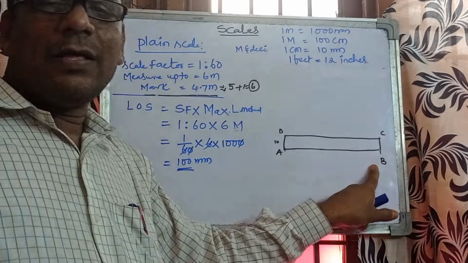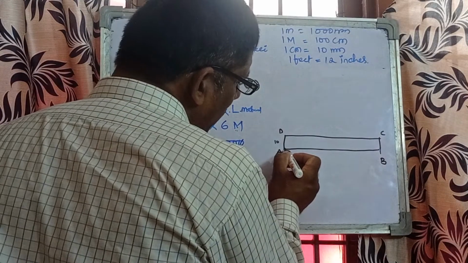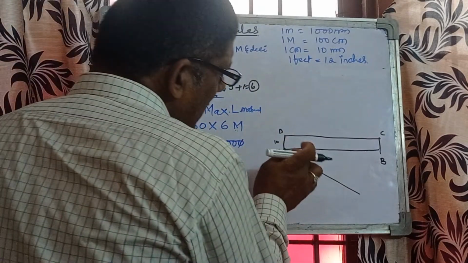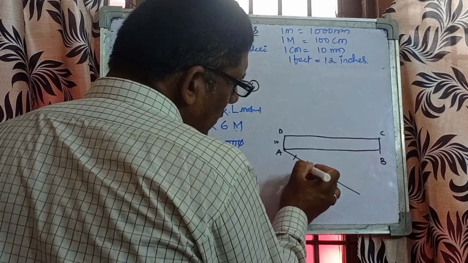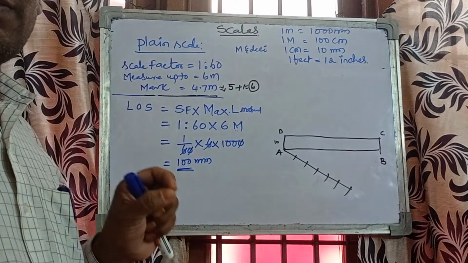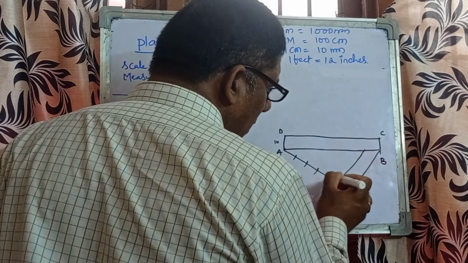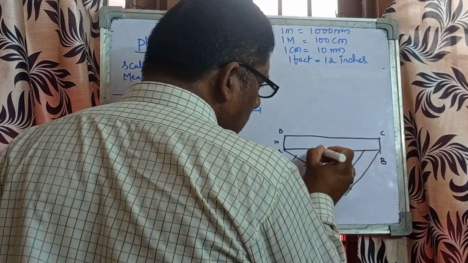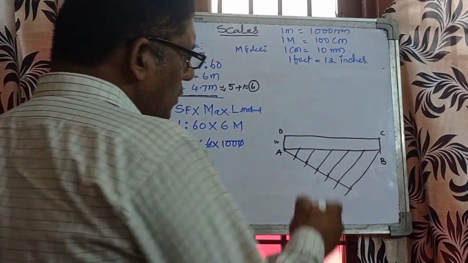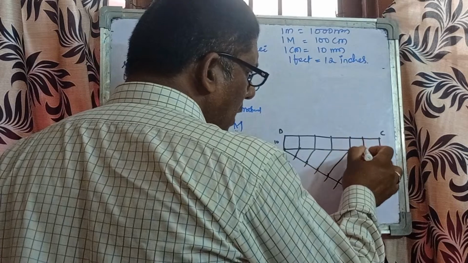So the length of line A to B you must divide into 6 equal parts. From one end draw an inclined line, and with the compass take any radius and cut this line into equal parts 1, 2, 3, 4, 5, 6. Okay, we need only 6 equal parts. Join the last two points and project all the lines. So you will get 6 equal parts. This is 1, 2, 3, 4, 5, and this is 6.